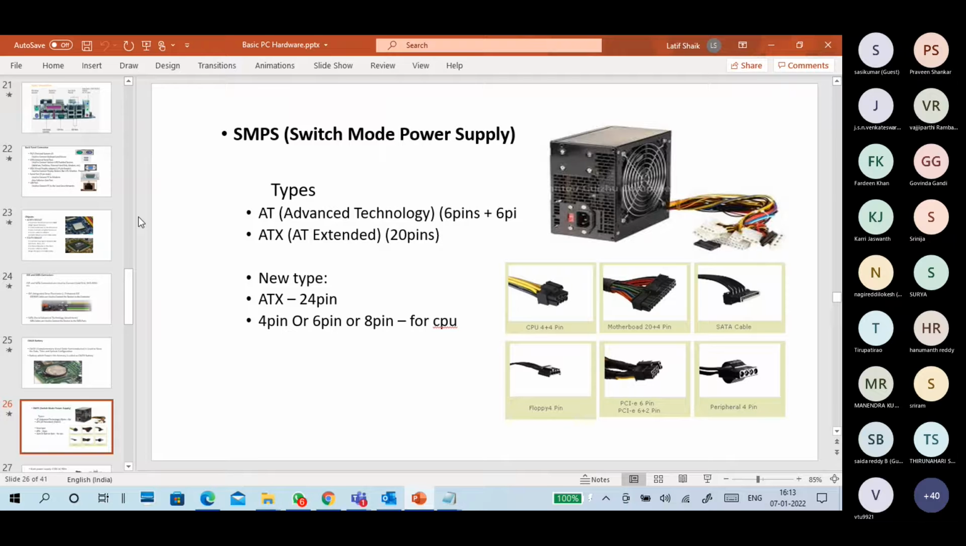If you are buying a new desktop and you want to buy an SMPS, you get different connectors. This big one is the motherboard power connector. This is the CPU connector. Both will be connected to your motherboard only.